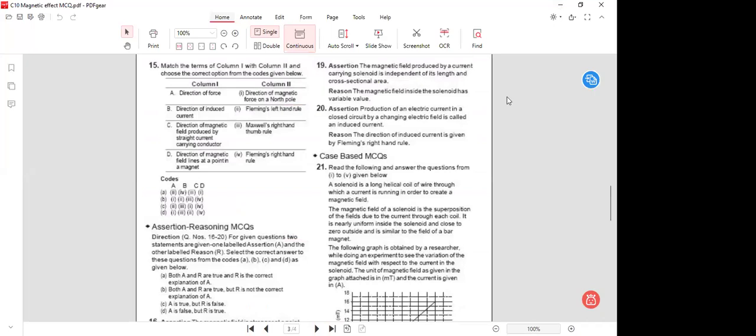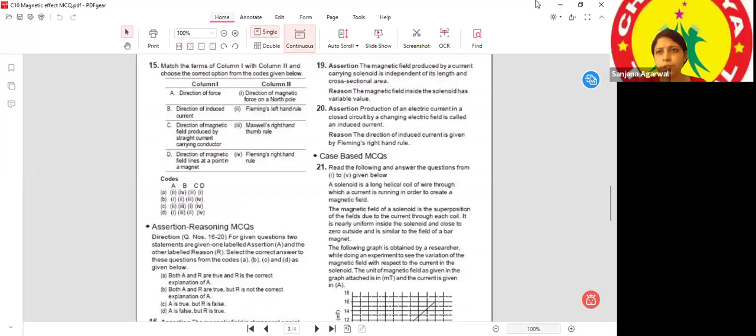Can you just do one thing: draw the diagram of a DC generator, and write the working of the DC generator. Wait, let me show you. Or else I'll share this worksheet. You can practice the remaining questions from this worksheet only.